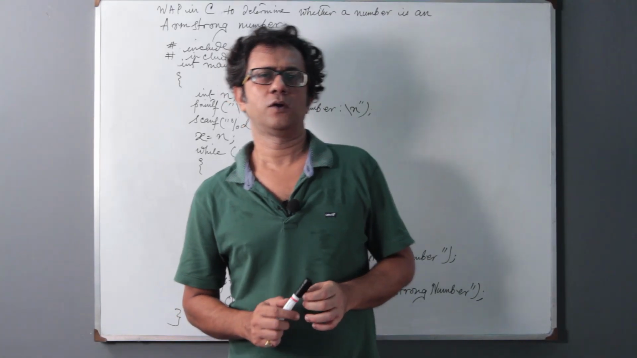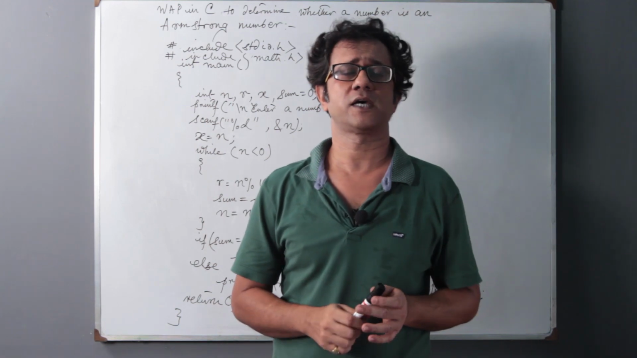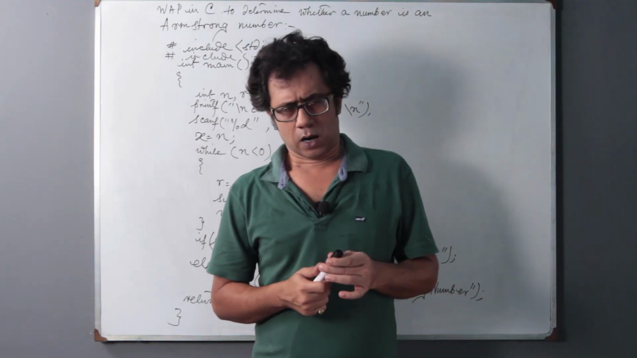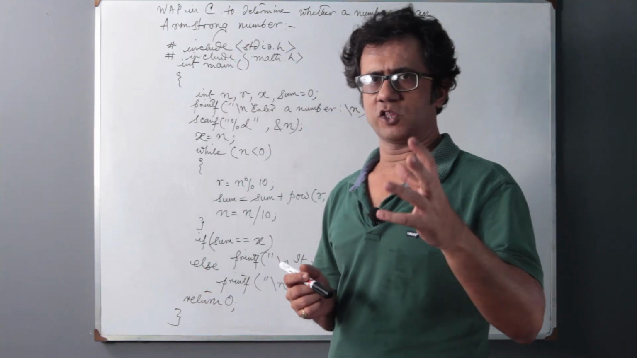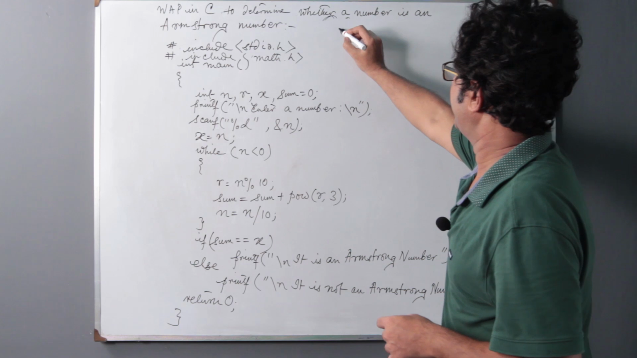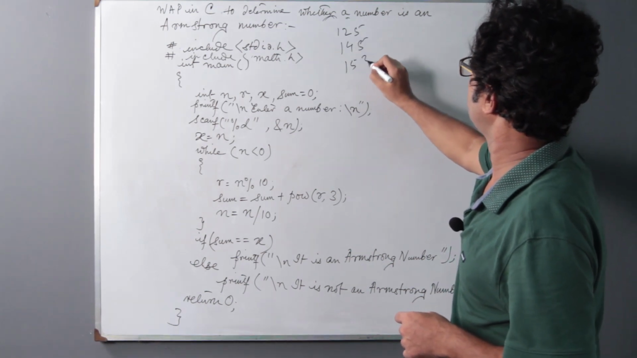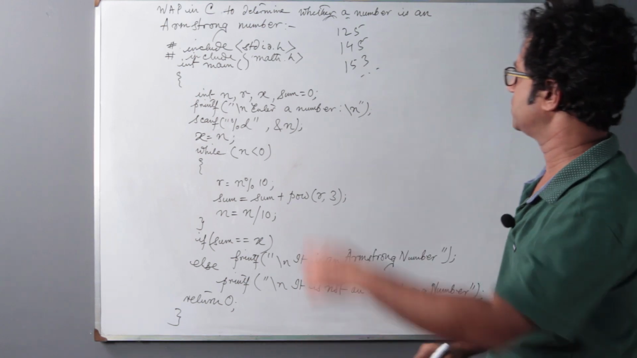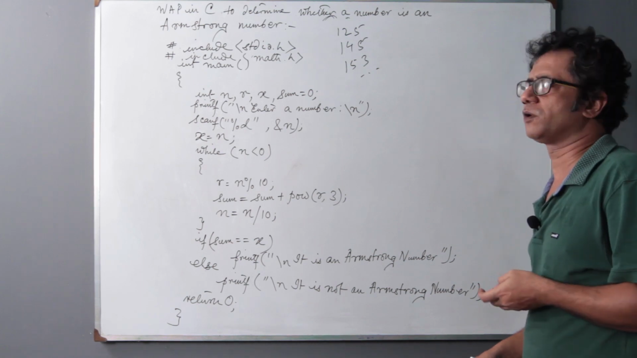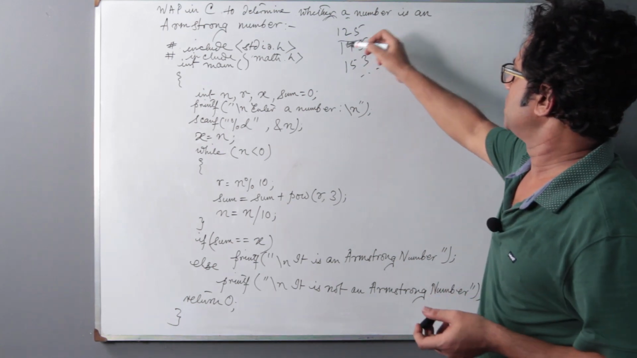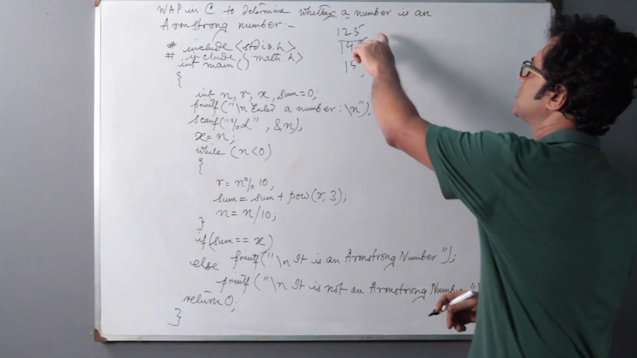Hello friends, today we are going to discuss the very interesting program of finding whether a number is an Armstrong number. Armstrong number is a special number, the logic of which I will let you understand. If we take one number, say 125, 145 or 153, any number you can take, whether it is a 2-digit, 3-digit, 4-digit or 5-digit number. For the sake of simplicity, we are taking three different 3-digit numbers. So let us see this 125.